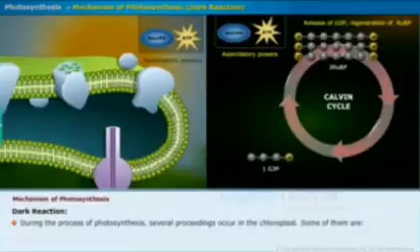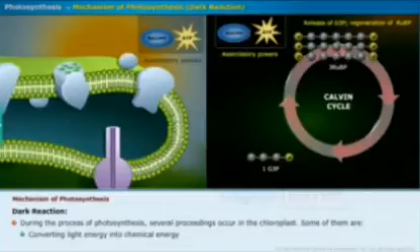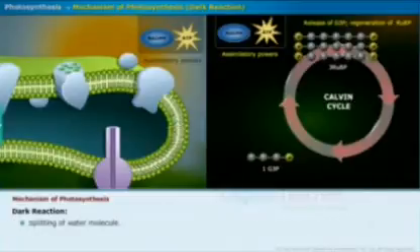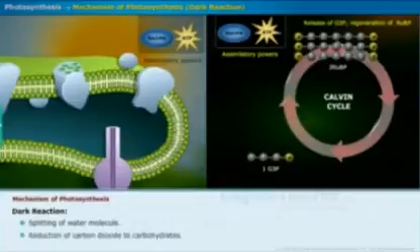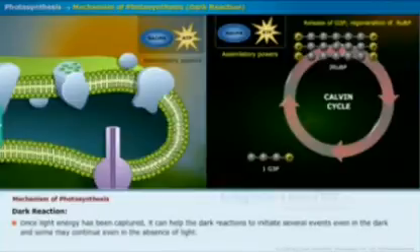During the process of photosynthesis, several events occur in the chloroplast. Some of them are: number 1, converting light energy into chemical energy, splitting of the water molecule, and the last one is reduction of carbon dioxide molecules. Once light energy has been captured, it can help the dark reaction to initiate. Several events occur in the light, and some may continue even in the absence of light.